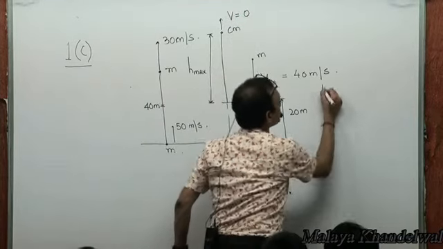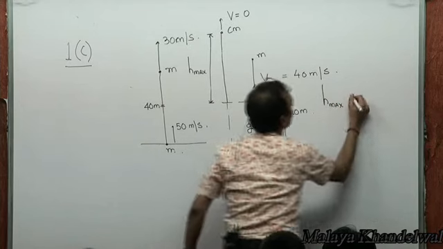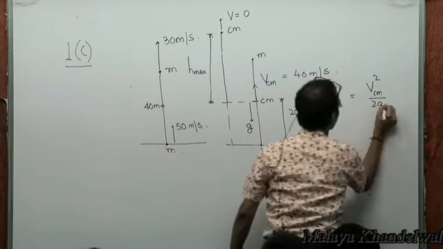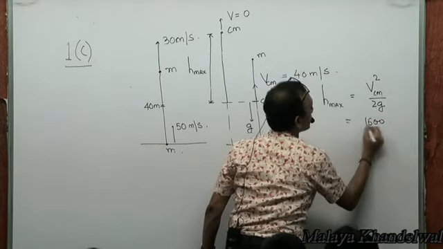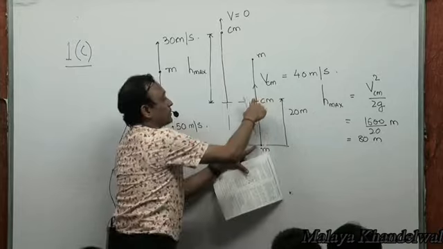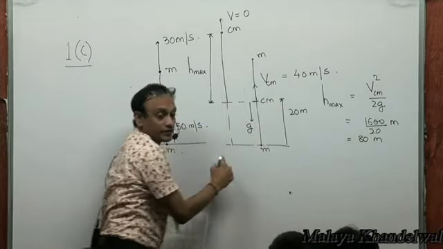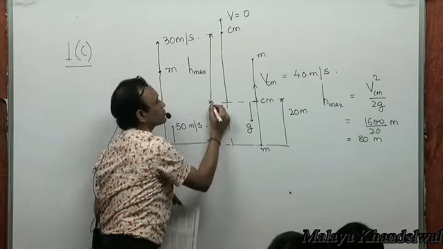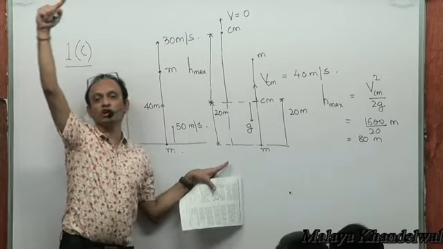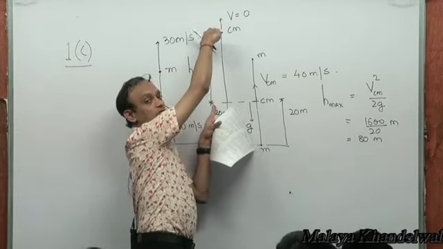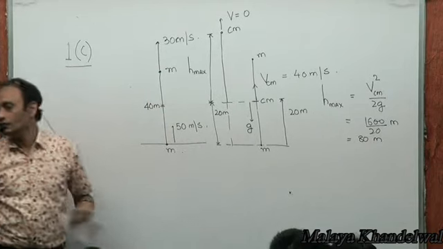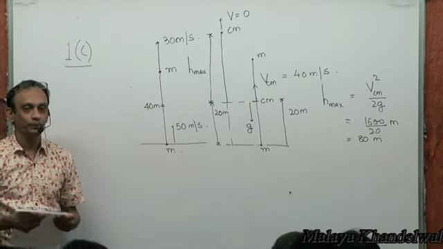The h max then is the initial VCM squared by 2g, which is 1600 by 20, that is 80 meters. Yes or no? So 80 meters from this position, that means 100 meters from the ground, because this is 20 meters. So the maximum height is 100 meters from the ground reached by the center of mass. Yes or no? 80 meters from this original position, it's already 20 meters above the ground, so maximum height from the ground is going to be 100 meters. Yes or no? Right?